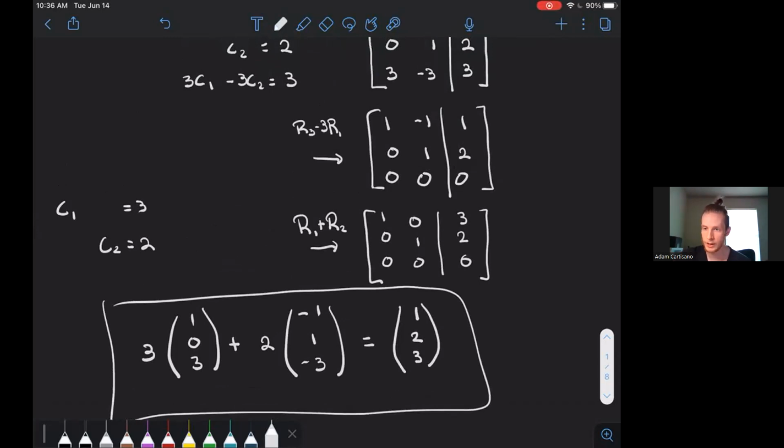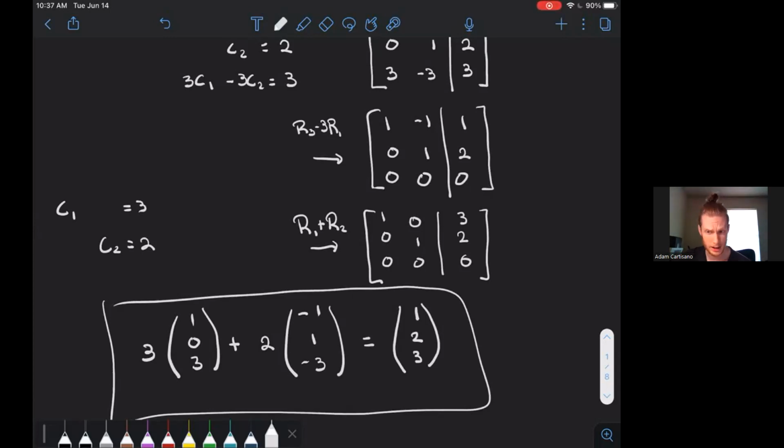And that pattern is a general pattern. If we had written the vectors that we're trying to use to make a linear combination as columns in a matrix, and then written the vector that we're trying to write as a linear combination as the augmented column in an augmented matrix, then if that linear system is consistent, the vector we're trying to write as a linear combination is actually a linear combination of those other vectors.